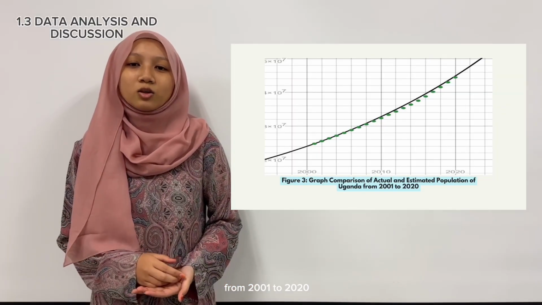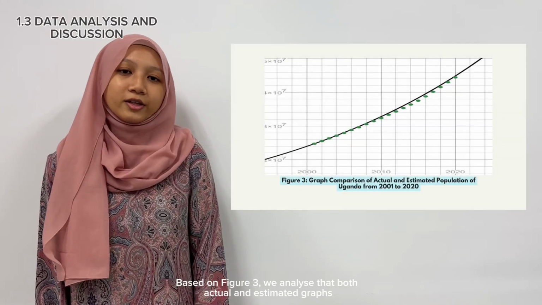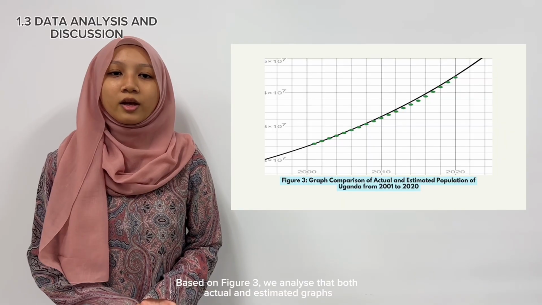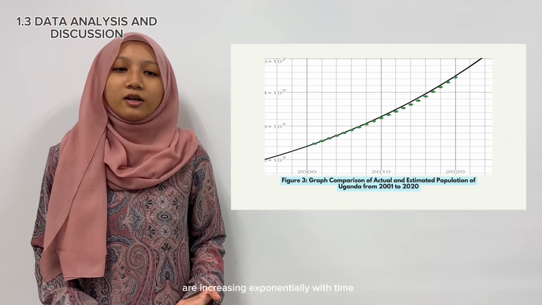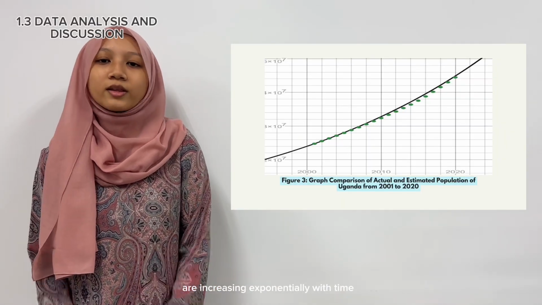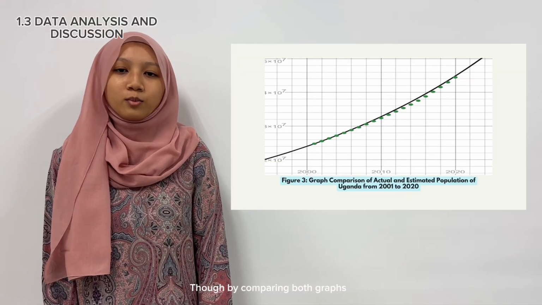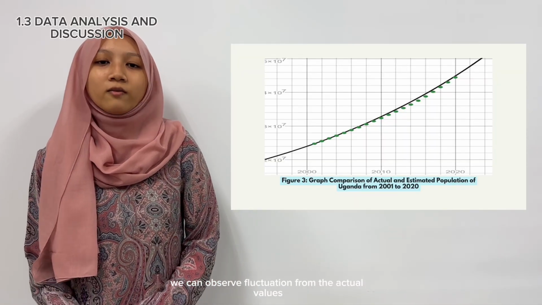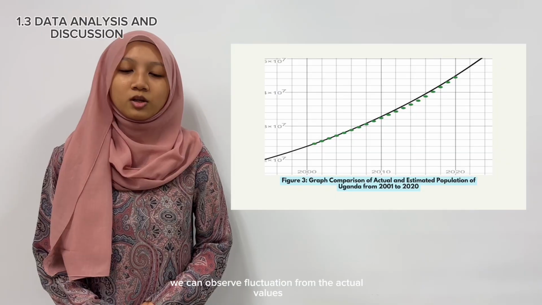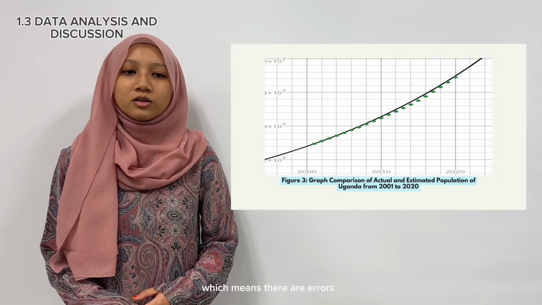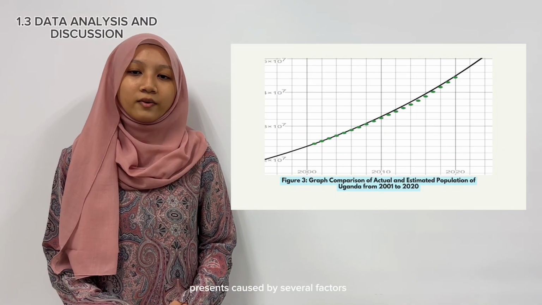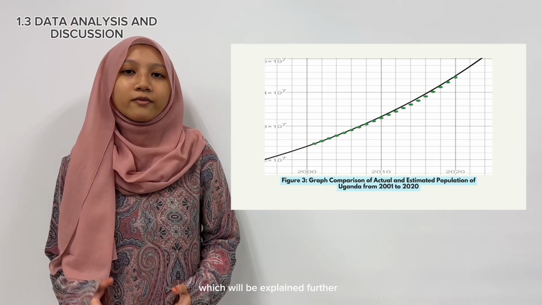Next one is figure 3, which shows a graph comparison of actual and estimated population of Uganda from 2001 to 2020. Based on figure 3, we analyze that both actual and estimated graphs are increasing exponentially with time. Though by comparing both graphs, we can observe fluctuation from the actual values, which means there are errors present caused by several factors which will be explained further.